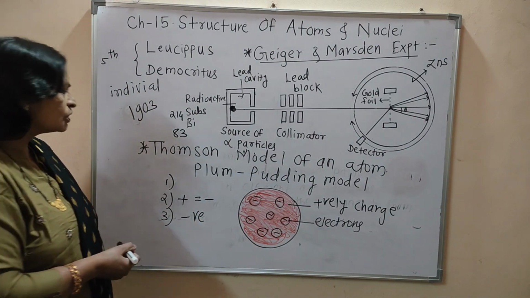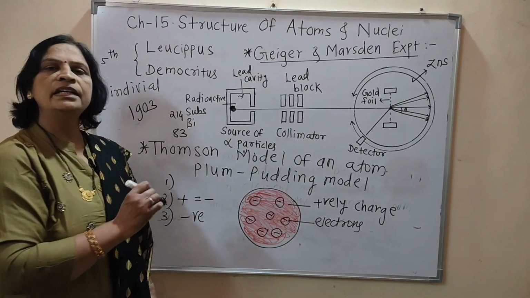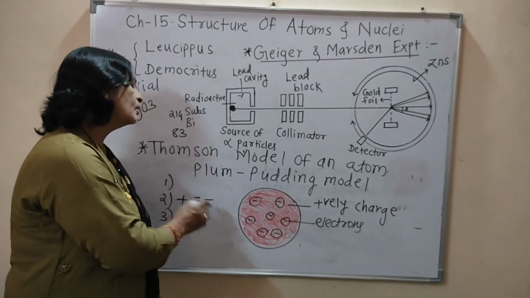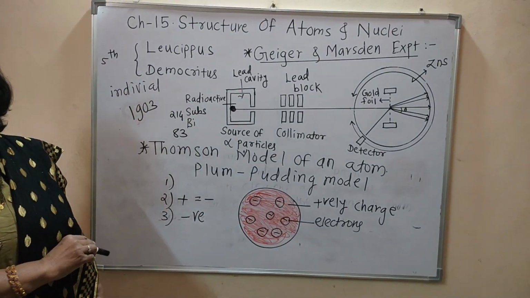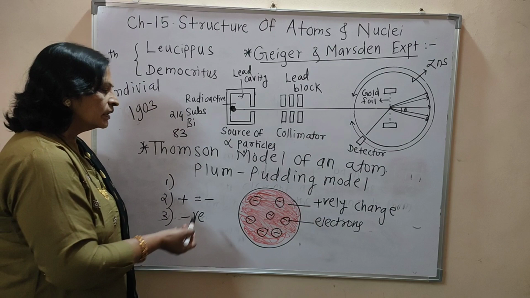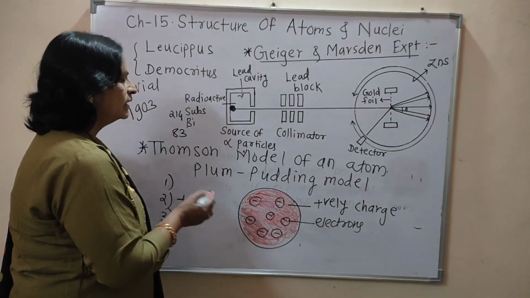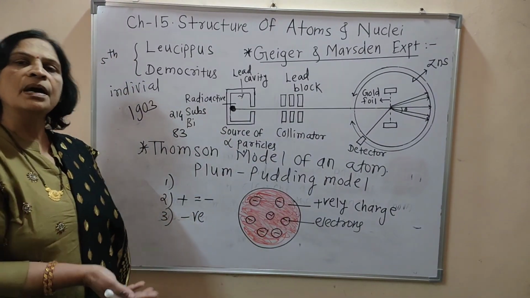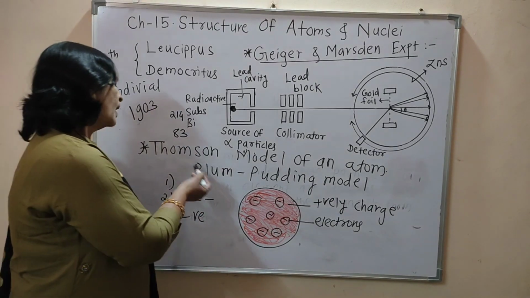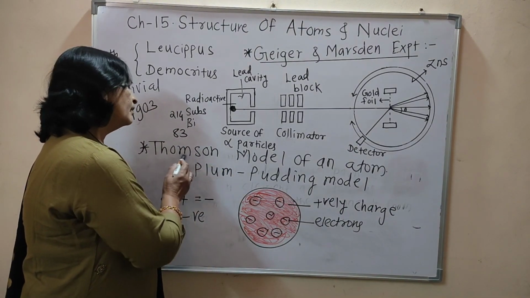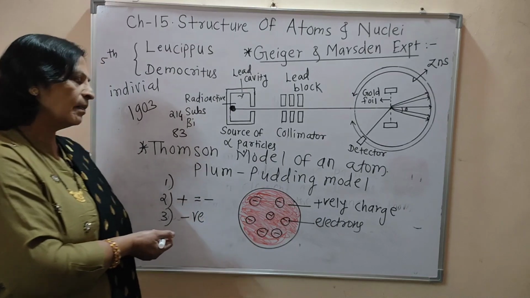Then we have to study the advantages and disadvantages of this model. What is the advantage? The first advantage: according to this model we can explain ions and ionic compounds.